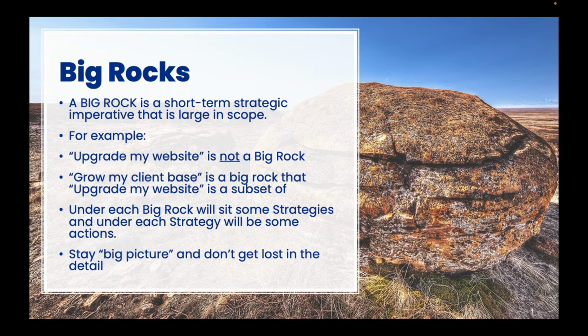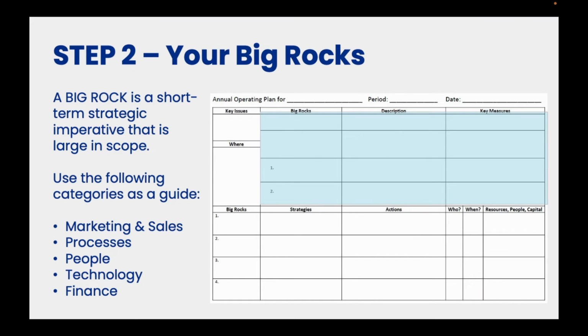So make sure you stay big picture and don't get lost in the detail. The mistake that most people make with planning is they drive towards the detail. So they get lost in the detail well before they've got the big picture right. So this is about getting the big picture right, okay? If you want some categories to think about as a guide for building your big rocks, I often think about marketing and sales, about processes, about people, about technology and finance. And you just want a short statement for your big rock, okay?